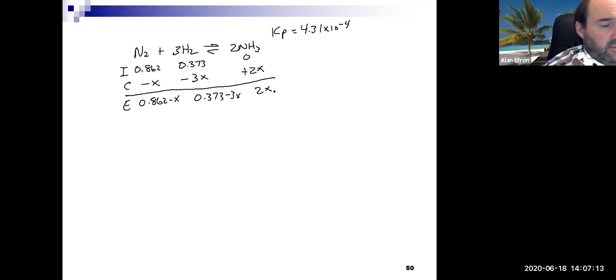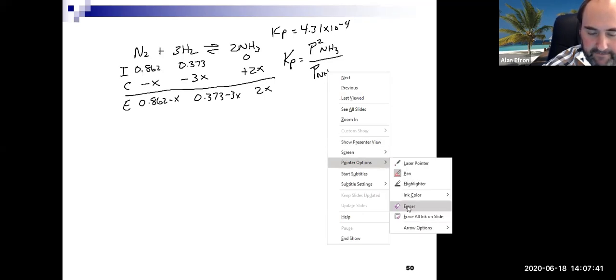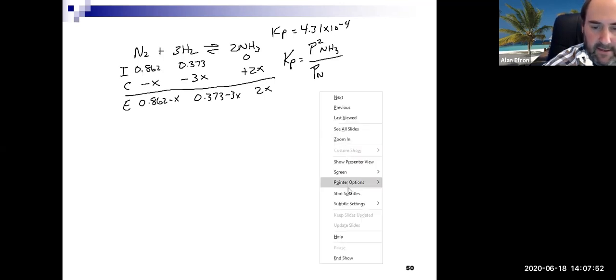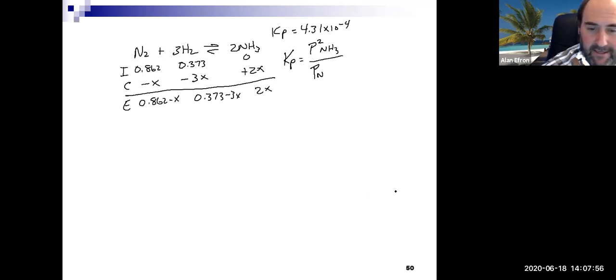And just like we did before with concentrations, we're going to put this into our expression. So this is going to be our KP expression. So our KP will equal the partial pressure squared of NH3 divided by the partial pressure of N2. Let me fix that, I need an eraser. Take two. There we go. So that's actually N2 on this side, which is better. And the partial pressure of H2 cubed. And again, that's going to equal our 4.31 times 10 to the minus 4.